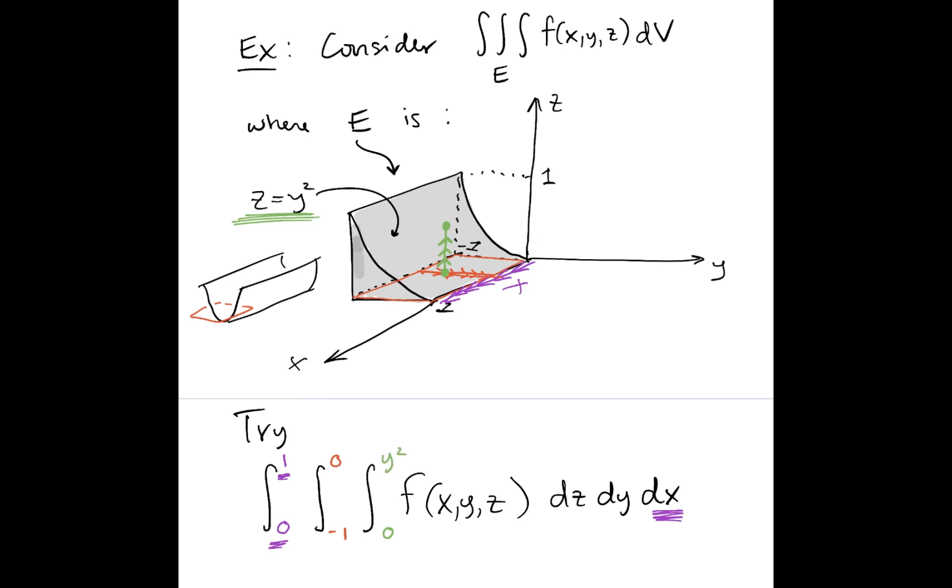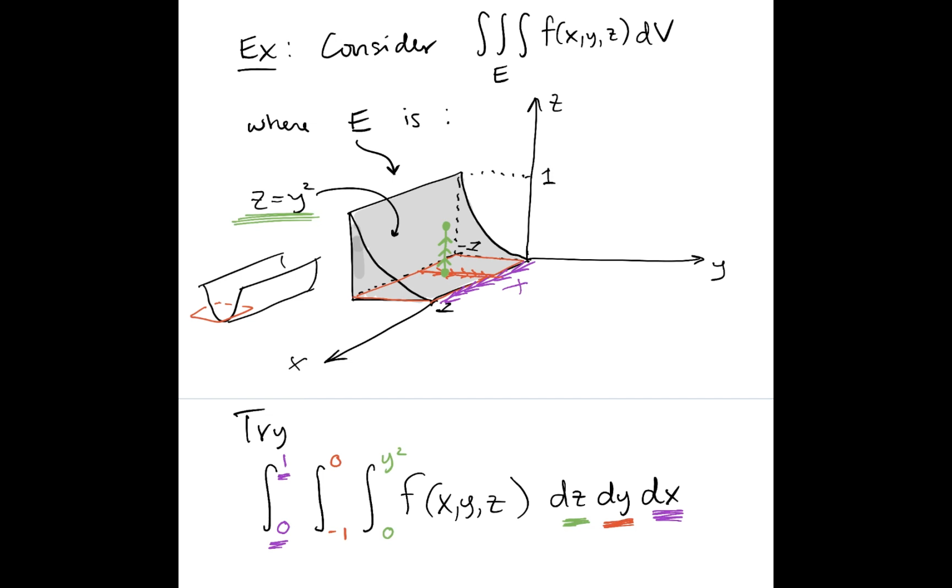And if you consider all possible points chosen in that way, x in purple, y in red for each given x, and z innermost in green for each given x comma y, then you will have described every conceivable xyz constituting the region E. So if we go in that order, dz, dy, dx, those would be our limits of integration.